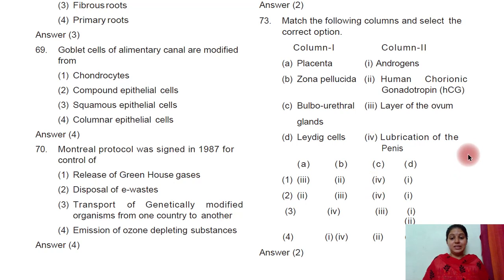Even this is a very simple question. Match the following columns and select the correct option. So we have placenta. Placenta is responsible for the production of human chorionic gonadotropin. After about 90 days of conception, when the pregnancy test is taken from the kit, you have control and the test, right? So the test also has a red line. It's because of this HCG hormone. Next, zona pellucida. We know that corona radiata and zona pellucida are layers of the egg, the ovum. Then bulbourethral glands lubricate the penis. Next is Leydig cells. In Leydig cells, androgens are produced. Direct question.